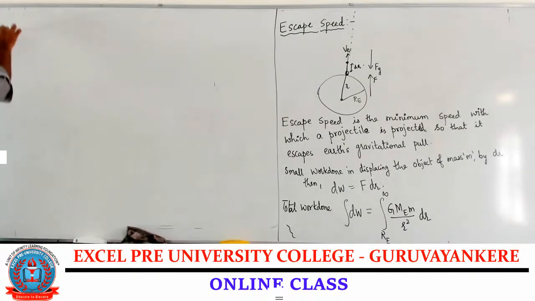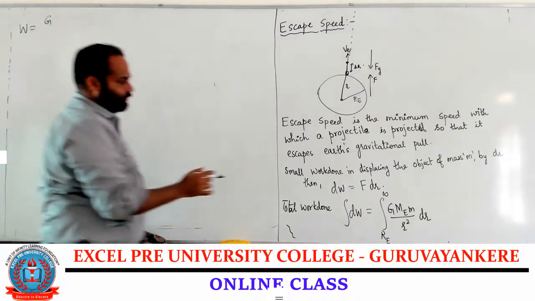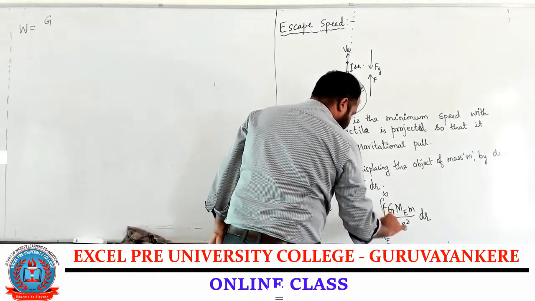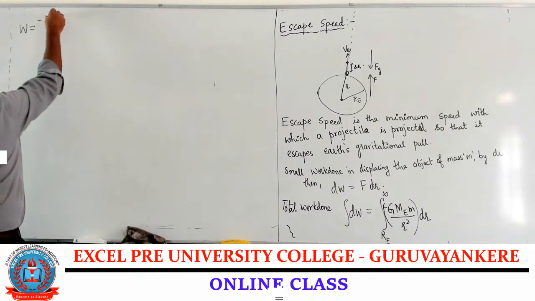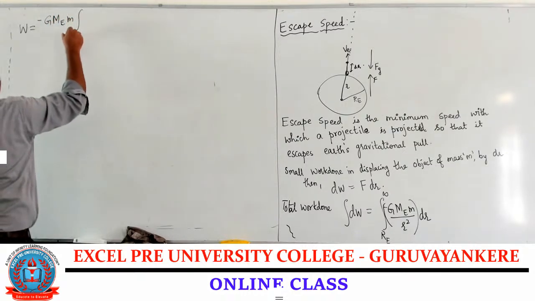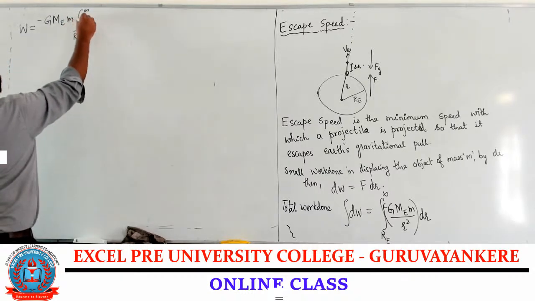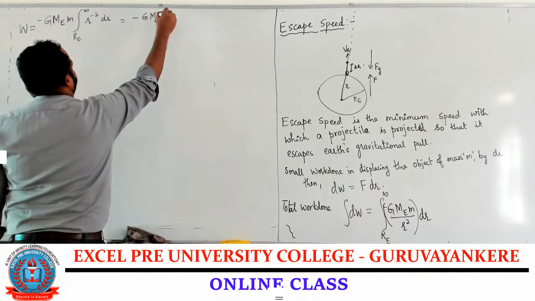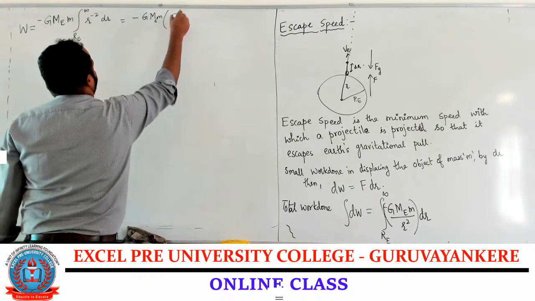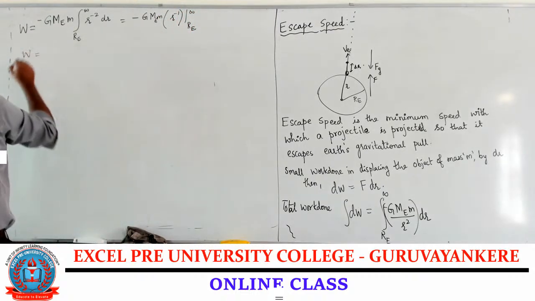So see from here, if I write visible. So work done is, however, the work done is opposite to the gravitational force, so it is minus GMeM by R square. So minus GMeM integration Re to infinity R to the power minus 2 dr, minus GMeM, that is R to the power 1 minus 1, Re to infinity.